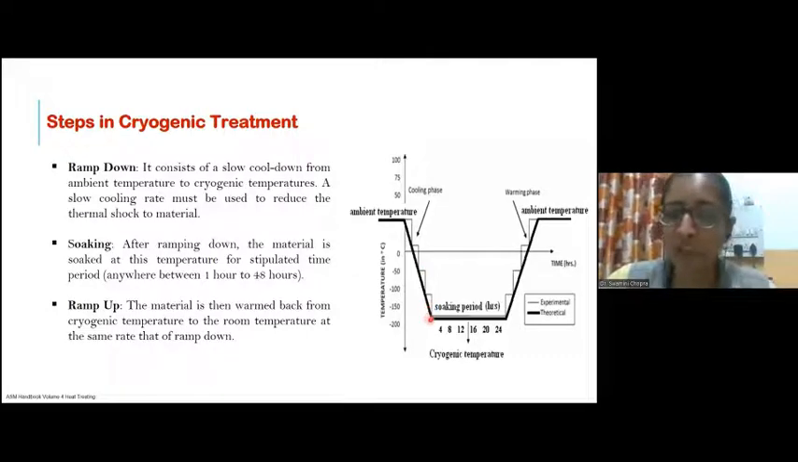After ramp down, you have a soaking period. Soaking period is where you hold the material at that temperature for a constant period of time, which usually varies between 1 hour to 48 hours, depending on your material and the performance required. After the soaking period, you have the step of ramp up, where again the material is brought from cryogenic temperature to room temperature very slowly, again to avoid thermal shock.